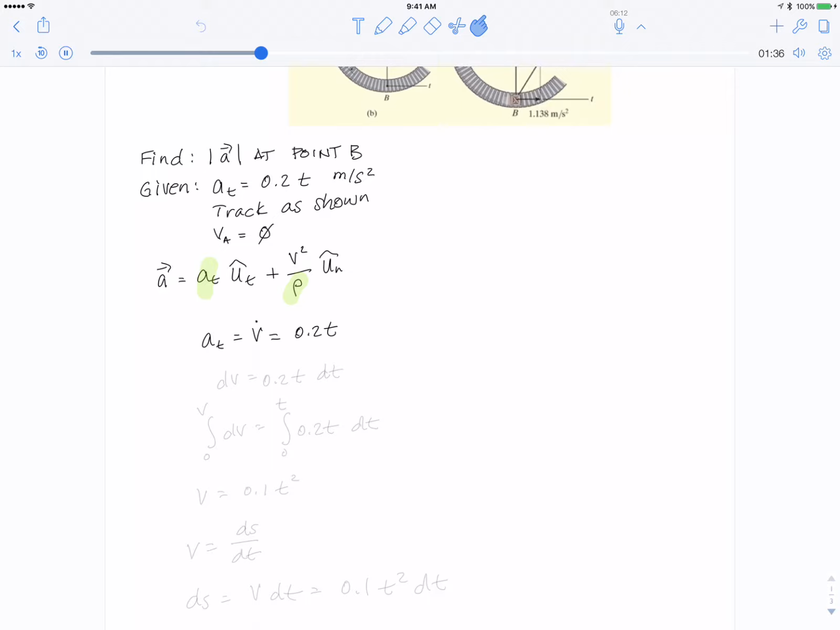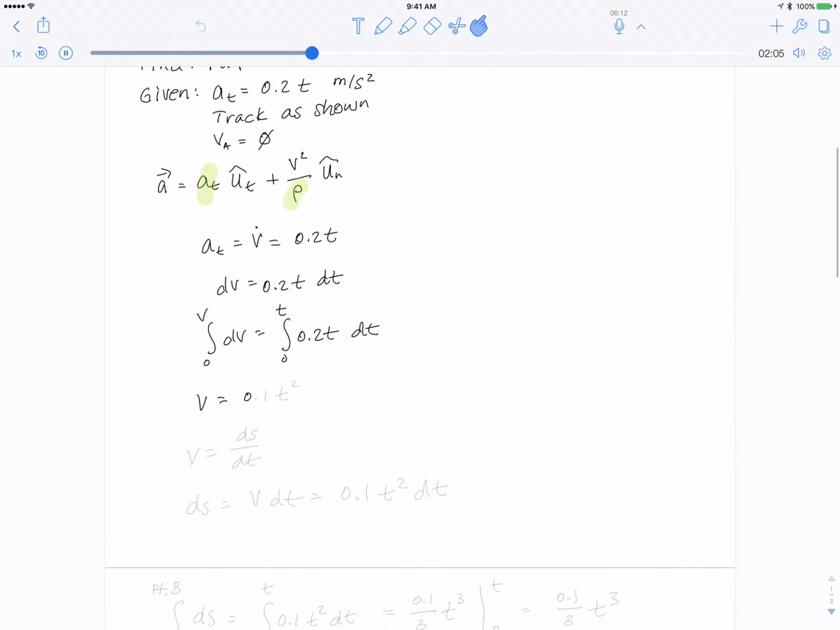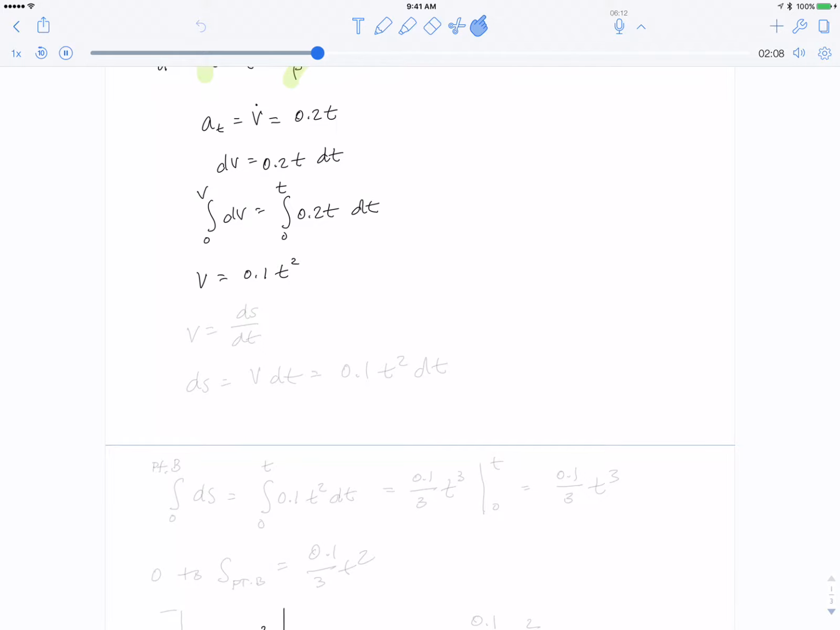So to get the velocity, dv equals 0.2t dt, because acceleration is just dv/dt. And so the integral from 0 to v, 0 because it starts at rest, dv equals the integral from 0 to t of 0.2t dt. That's a pretty easy integral. So we know that velocity equals 0.1t squared. Unfortunately, we don't know the time it takes to get to point B.